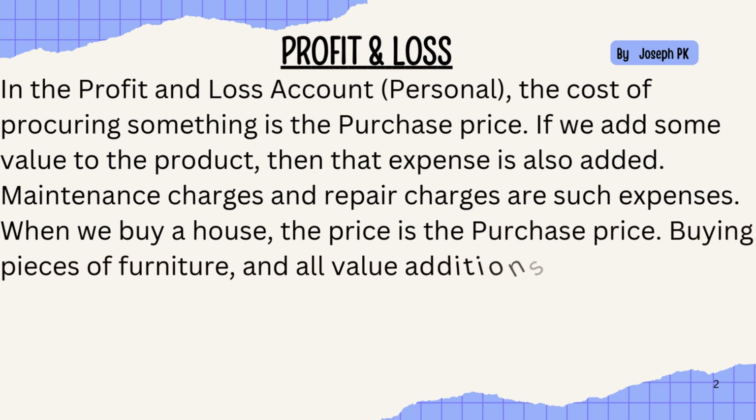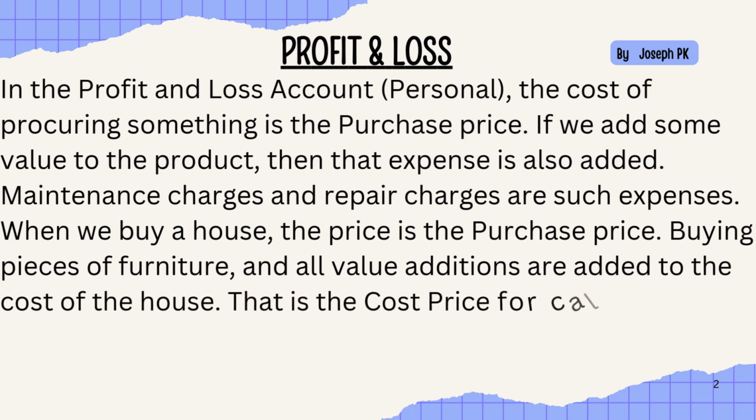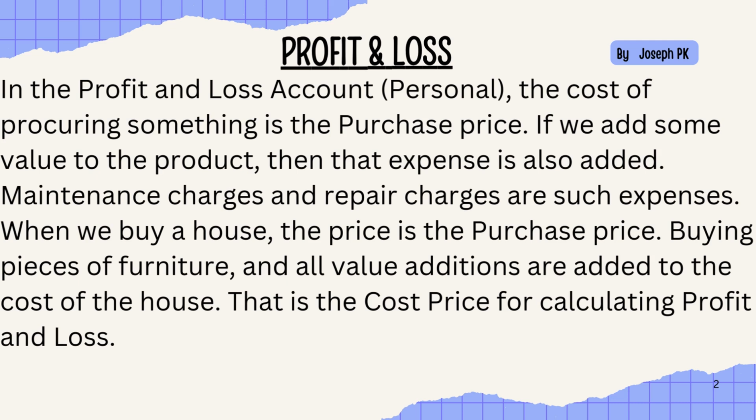When we buy a house, the price is the purchase price. Buying pieces of furniture and all value additions are added to the cost of the house. That is the cost price for calculating profit and loss.